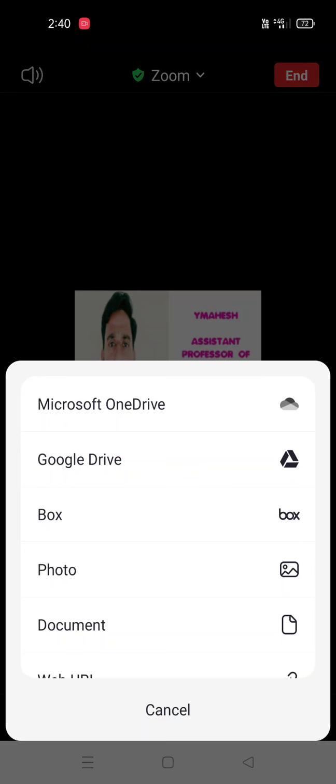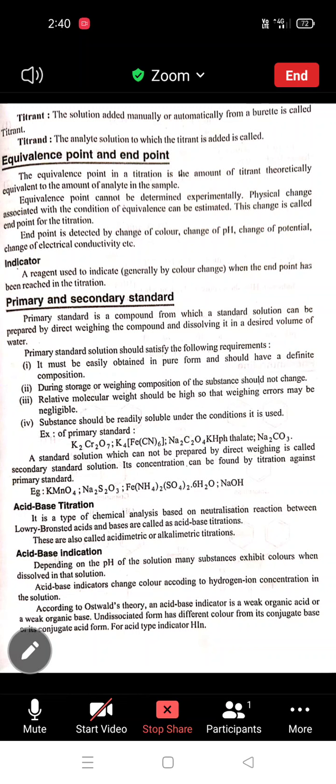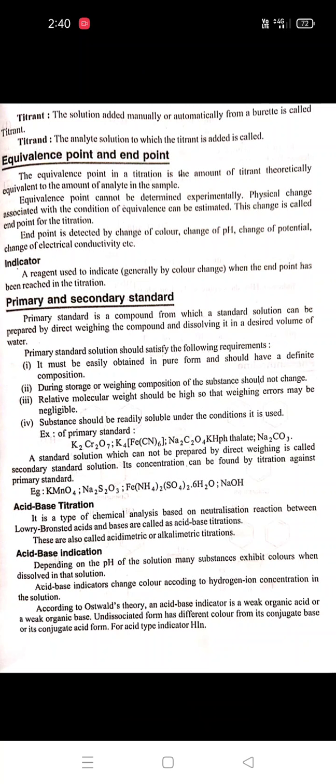How can you identify the neutralization point of these reactions? Here we can understand easily. In acid-base titration, generally we use an indicator. So what is an indicator? Generally, an indicator is a weak acid or weak base. In acid-base titrations we use weak acids and weak bases as indicators. According to Ostwald theory, an acid-base indicator is a weak organic acid or weak base.